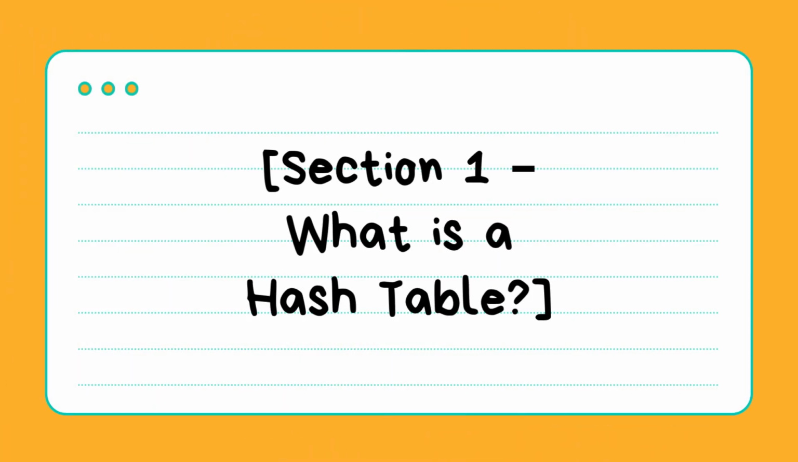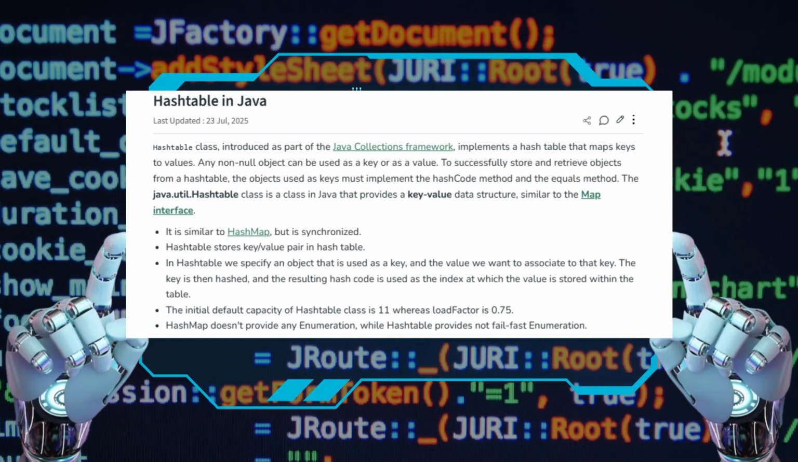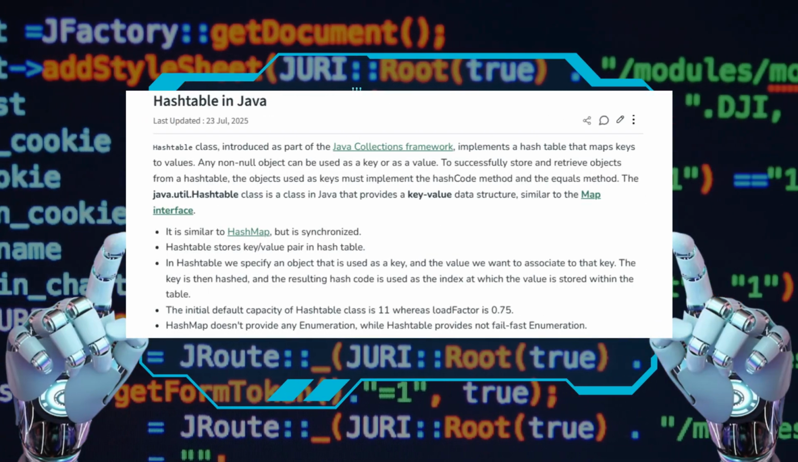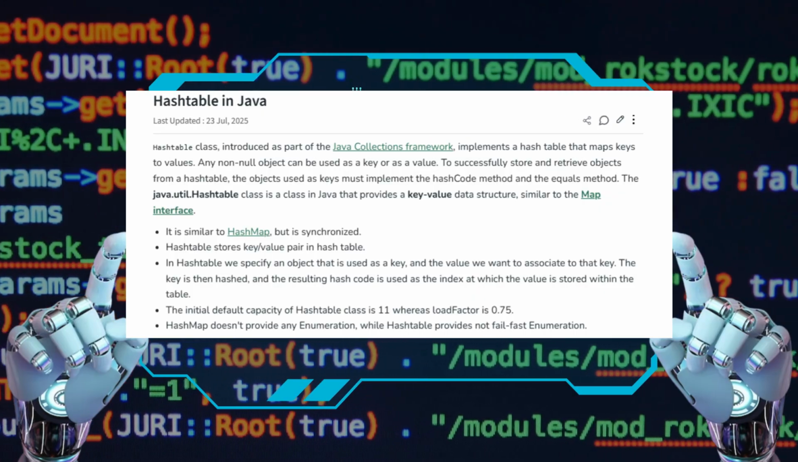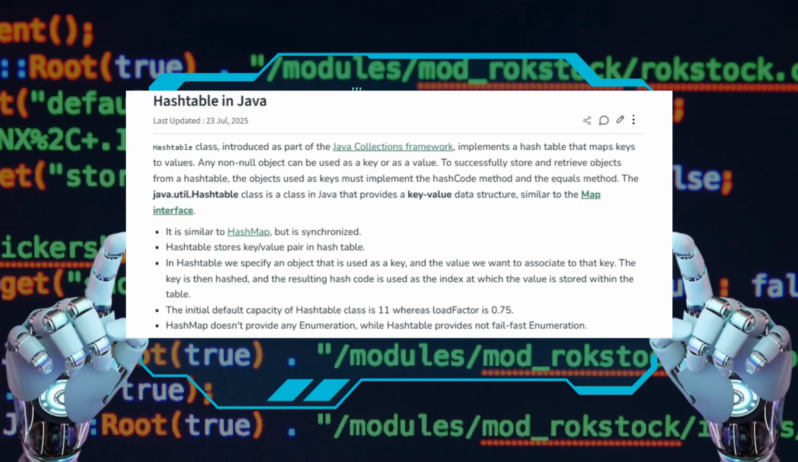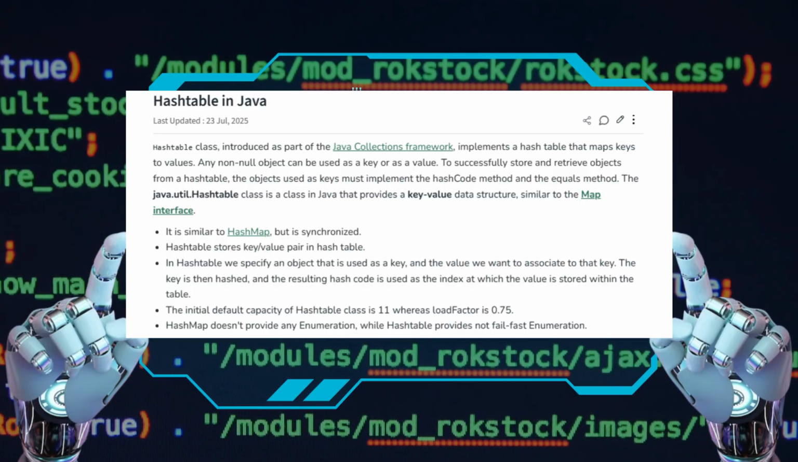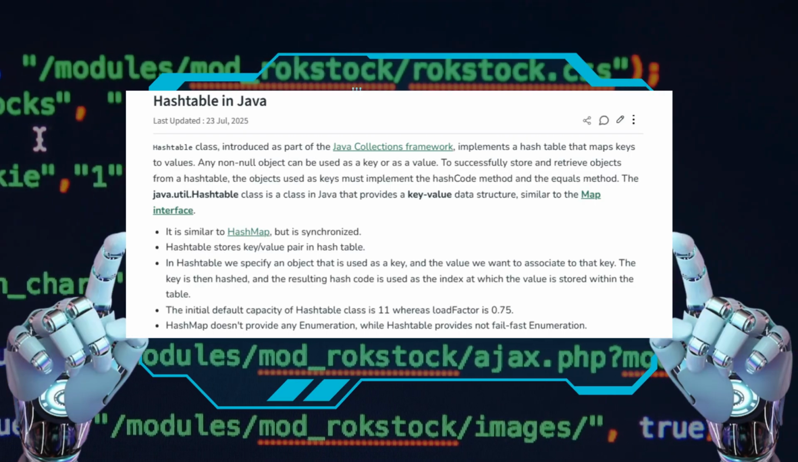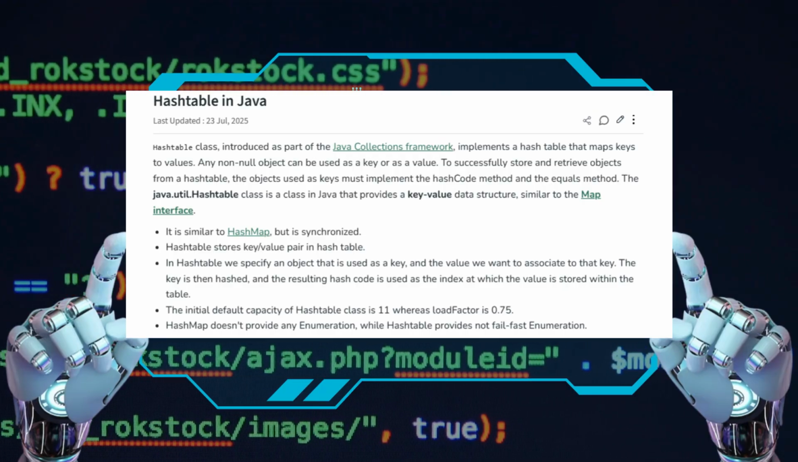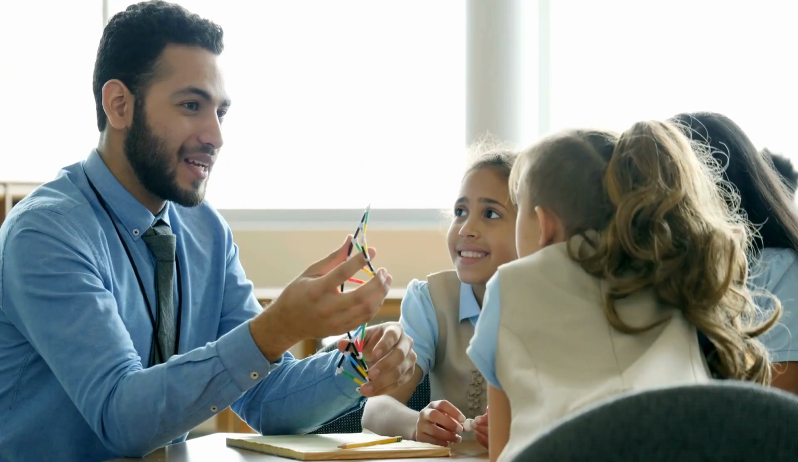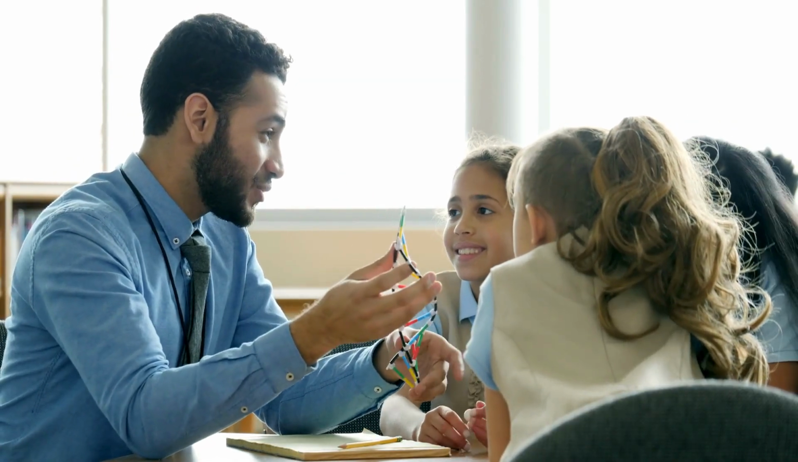Section 1. What is a hash table? A hash table is a collection of key-value pairs. Each entry in the table has two parts: a key, which must be unique, and a value, which is the data you want to associate with that key. Think of it like a big filing cabinet where each drawer has a label, and inside the drawer, you store a file.